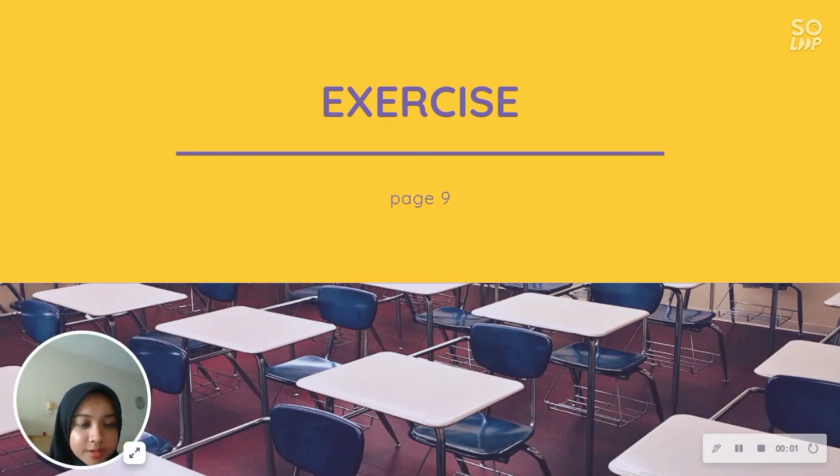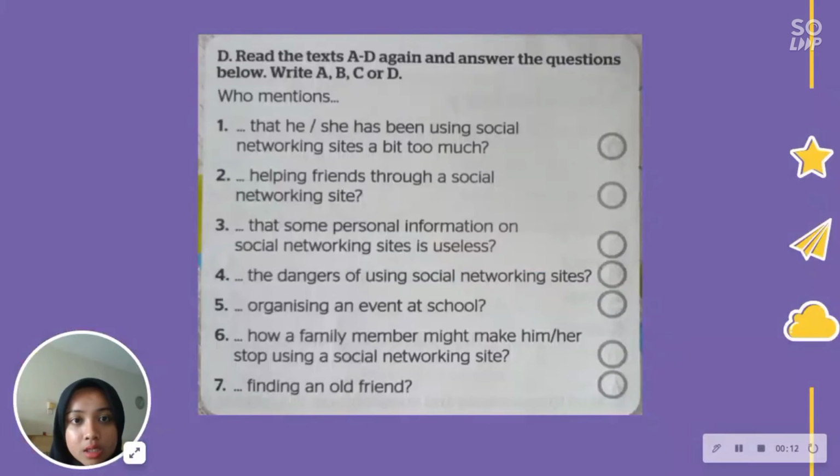Okay, so we're done with the Kahoot. So here is the exercise that I want my students to do. It's actually in the textbook, page 9. You can see it in the textbook and I'll show you. So the next slide is the exercise, where they have to read texts A and B again and answer the questions below. Write A, B, C, or D.